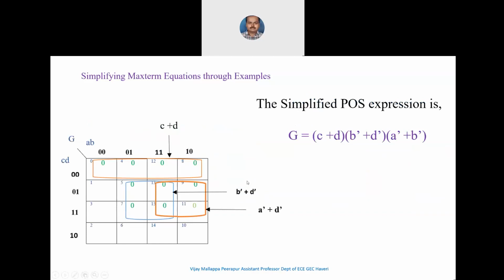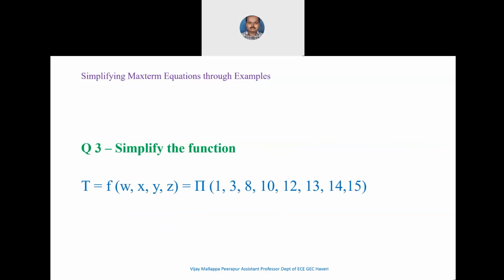We'll go to the next problem. Everyone write this expression. Simplify the given function. The output variable T is a function of input variables W, X, Y, Z, which is equal to the pi of 1, 3, 8, 10, 12, 13, 14, 15.